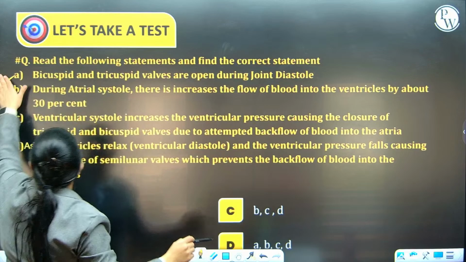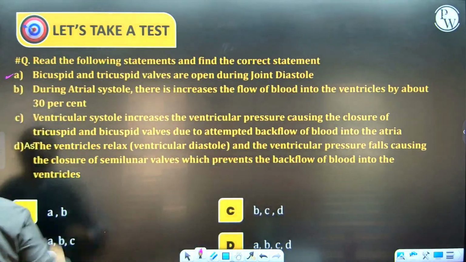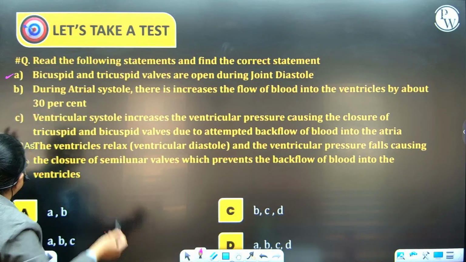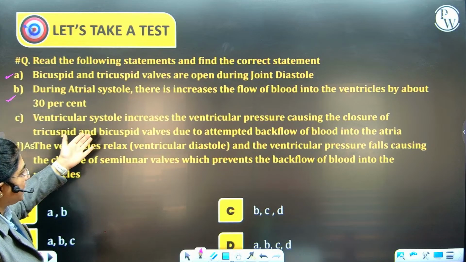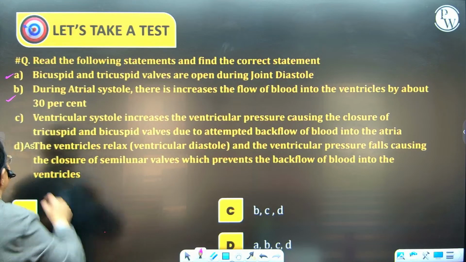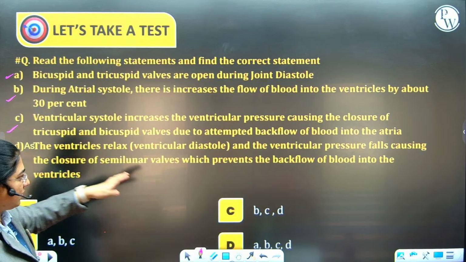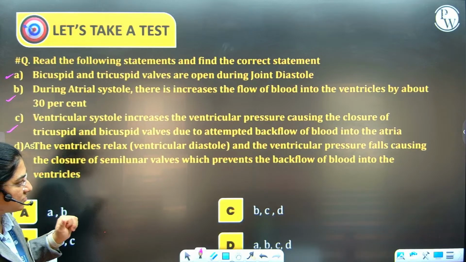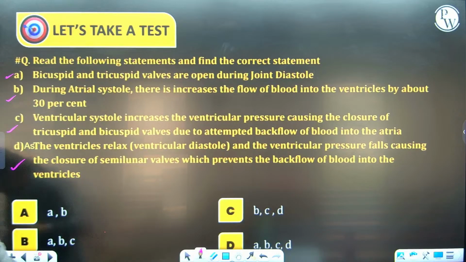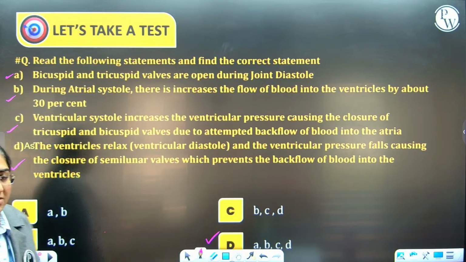And also, when you read your NCERT, this is a direct NCERT statement which I have picked up. During atrial systole, there is an increase in the blood flow to the ventricles by 30%. Ventricular systole increases the ventricular pressure, causing closure of bicuspid, tricuspid valves due to attempted backflow. As the ventricles relax, that is during ventricular diastole, the ventricular pressure falls, causing closure of semilunar valves, which prevents the backflow of blood. So the answer will be all of the above. Very good, Mrunal. So the answer is all A, B, C, and D. Answer key D.